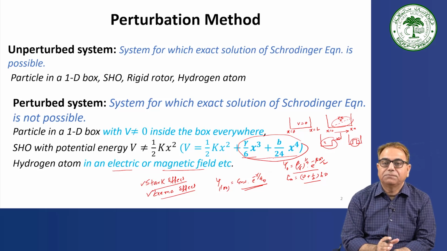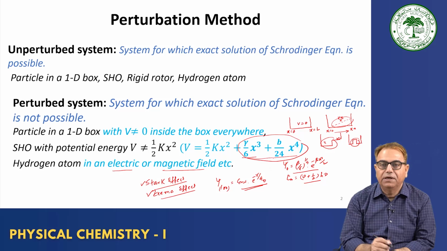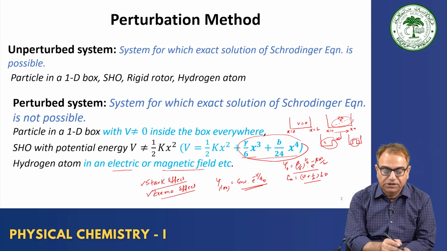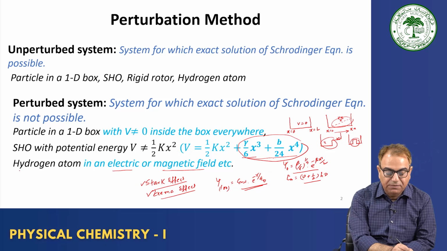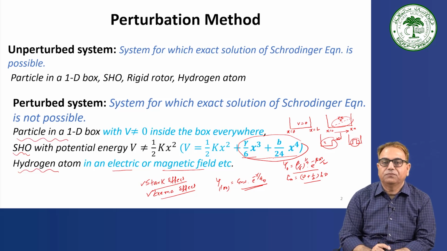And naturally, when the splitting of lines is taking place, it means the eigenvalue of the hydrogen atom does not remain the same, it changes. So because of this electric and magnetic field, the energy levels will change and the eigenfunction will also change. So for this also, you have a base system, an unperturbed system, hydrogen atom. For this you have an unperturbed system, simple harmonic oscillator. For this you have an unperturbed system, particle in a one-dimensional box.